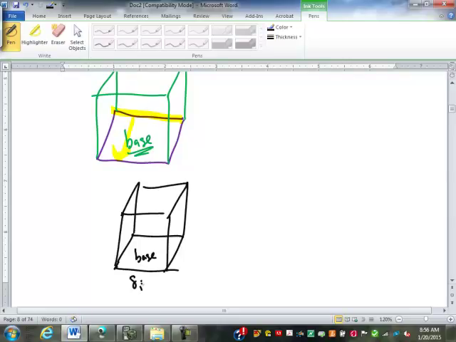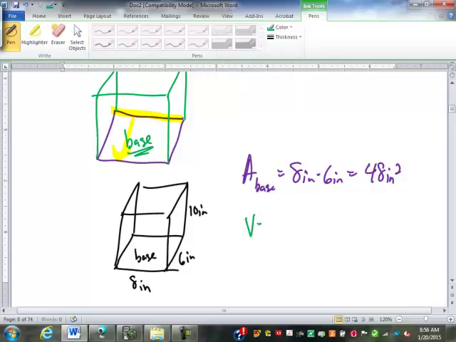Let's say that this is 8 inches, 6 inches, and 10 inches. The area of our base is just a rectangle that's 8 inches by 6 inches, or 48 square inches. So then the volume is that area of the base, 48 square inches, times the height of 10 inches, or 480 inches cubed. Now you might be thinking, you were taught volume is length times width times height, right?